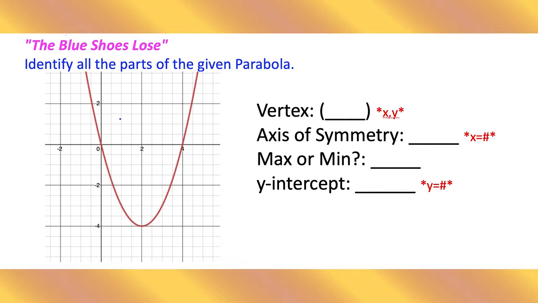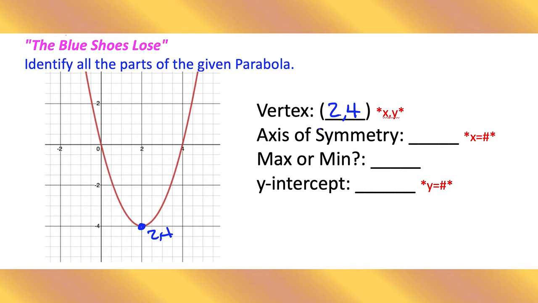The vertex, remember, is either the bottom of the bowl or the top of the hill. So boom, it looks like our vertex is right there at 2 and 4. It looks like it wants you to type it x comma y, so you would just type 2 comma 4 with no spaces, just like that. So you're filling in the coordinate point 2 comma 4, no spaces.